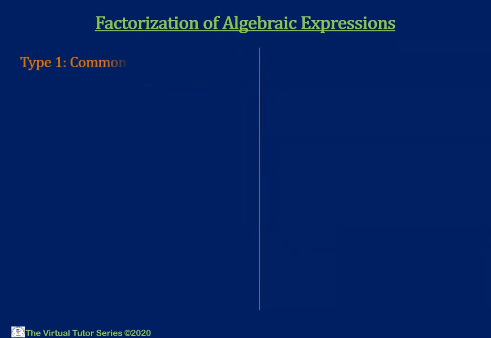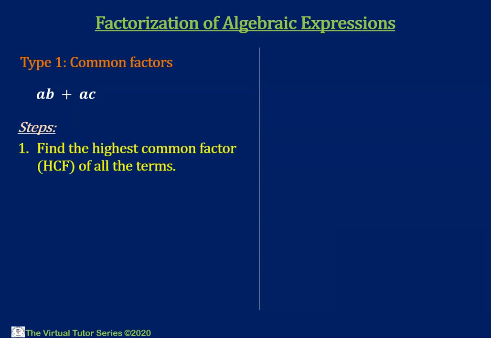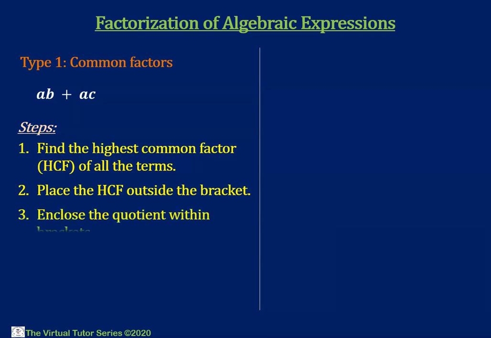Expression type 1. Common factors. Given the expression AB plus AC, A is a common factor to the terms AB and AC. To factorize an expression of this nature, we first find the highest common factor, or HCF, of all the terms. Place the HCF outside the bracket and enclose the quotient within the brackets.